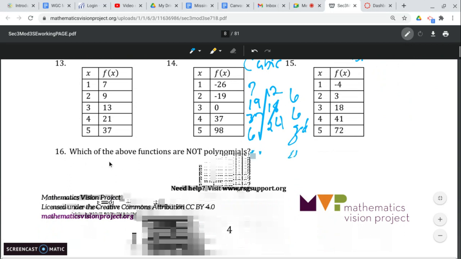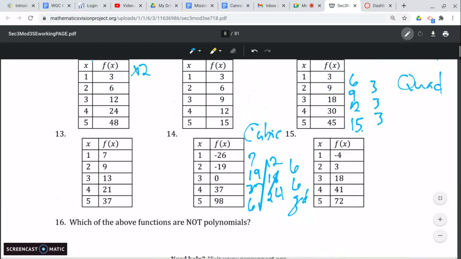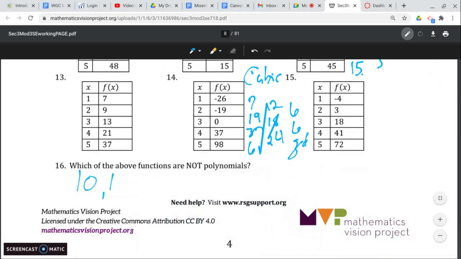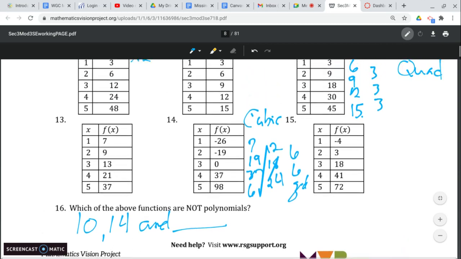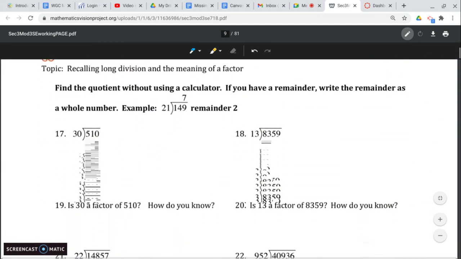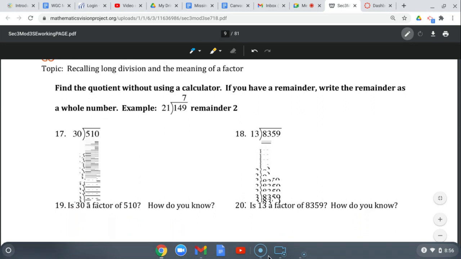For 16, which of the problems above are not polynomials? So that means it's not linear, or that means it's not quadratic. So all the ones that aren't quadratic are going to be listed here. So we know 10 and 14 aren't. And I will tell you there's one more. So that means all but one of the ones that's left are quadratic. Nice little hint there.